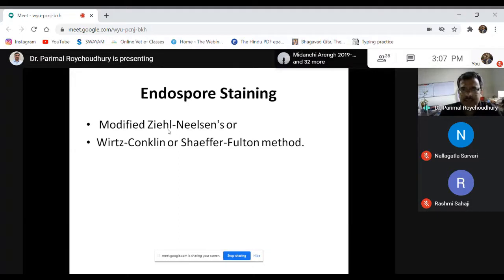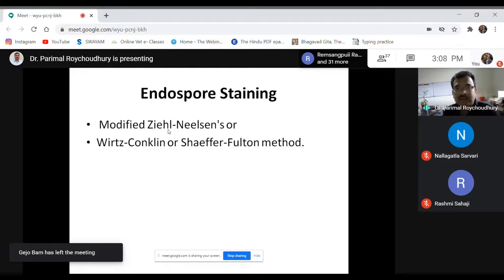So it's a modified Ziehl-Neelsen technique. Similarly, we have another, called the Schaefer-Fulton method, where we use malachite green instead of carbofuchsin. We can use the malachite green stain for staining the spores. It's very difficult to put color into the spore, but once they pick up the color, it is extremely difficult to decolorize them. That is the basic principle.